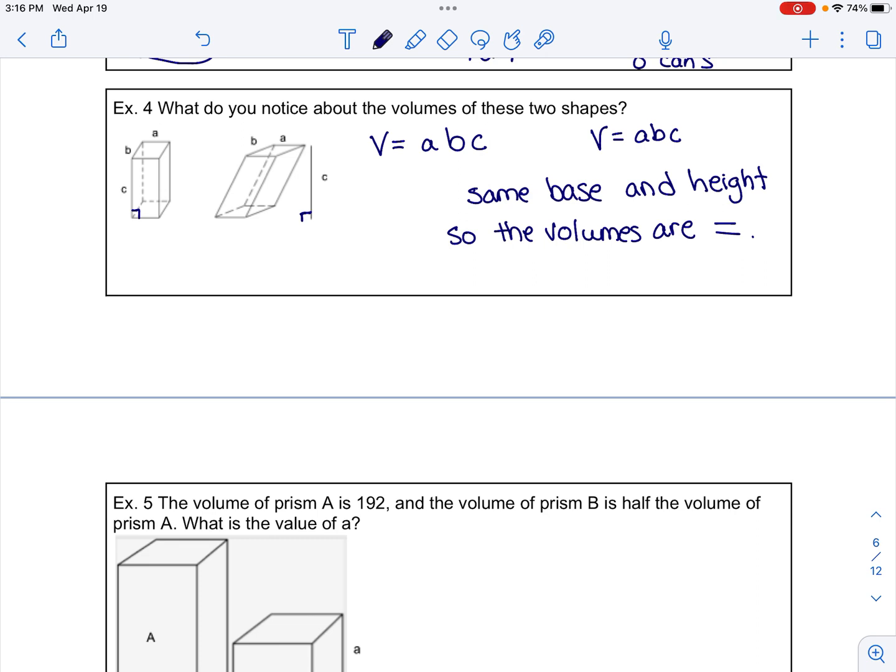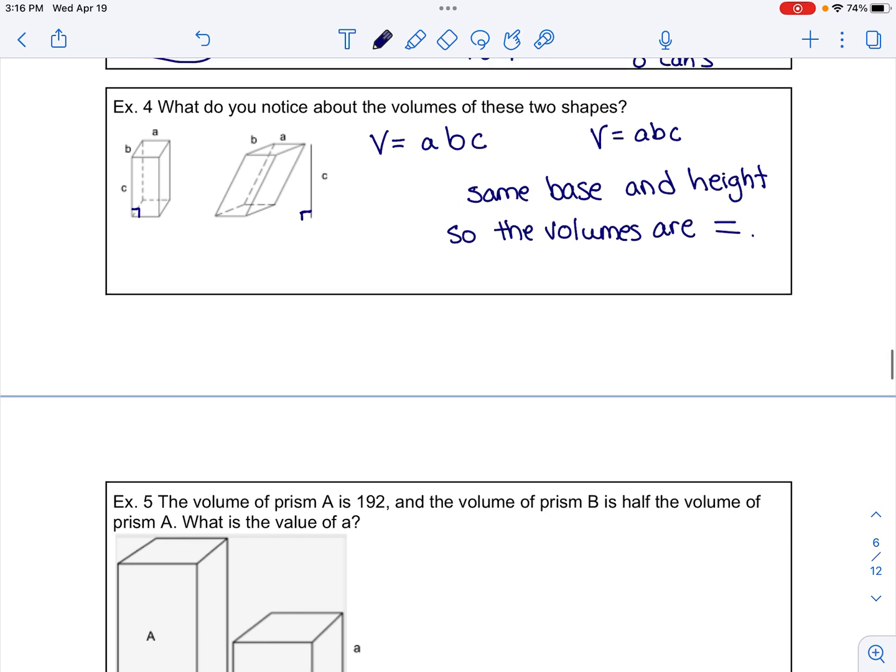So anything that has the same base and height, the volumes will be equal, even if it's pushed sideways like that.